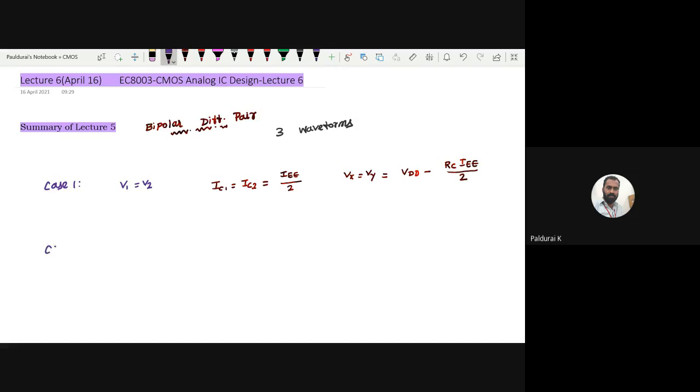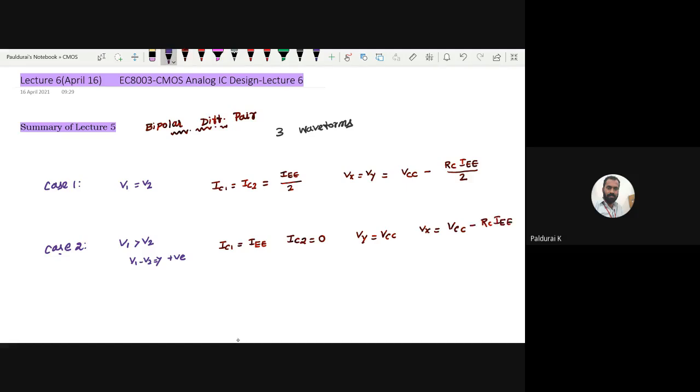Now coming to case 2, we took V1 greater than V2, nothing but V1 minus V2 is positive, more positive. At that time, who is on and who is off, out of Q1 and Q2? If V1 minus V2 is more positive, which means V1 is greater than V2, so Q1 is on, Q2 off. So the entire current flows through Q1. IC1 is IEE, and the current through IC2 is 0 since Q2 is off. So straight away I can write Vy equal to VCC since Q2 is off. Then Vx is given by the applied voltage, this is not VDD, this is VCC since I am playing with the bipolar, so VCC minus RC IEE.